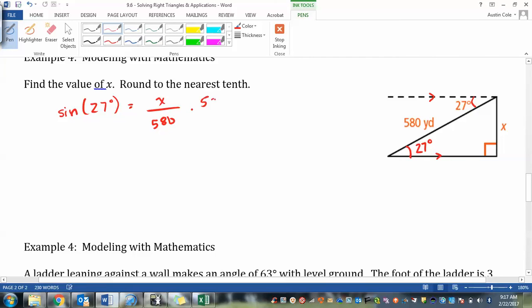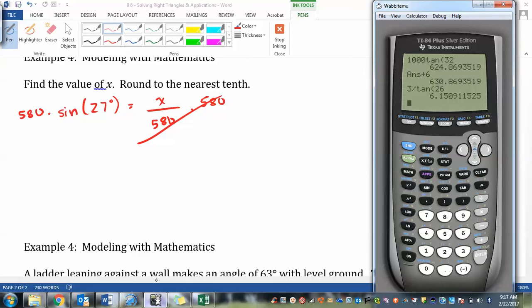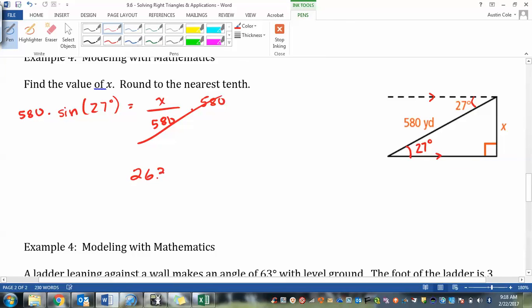I need to solve for x, so I'm going to multiply both sides by 580. So 580 times the sine of 27, 263.31 yards.